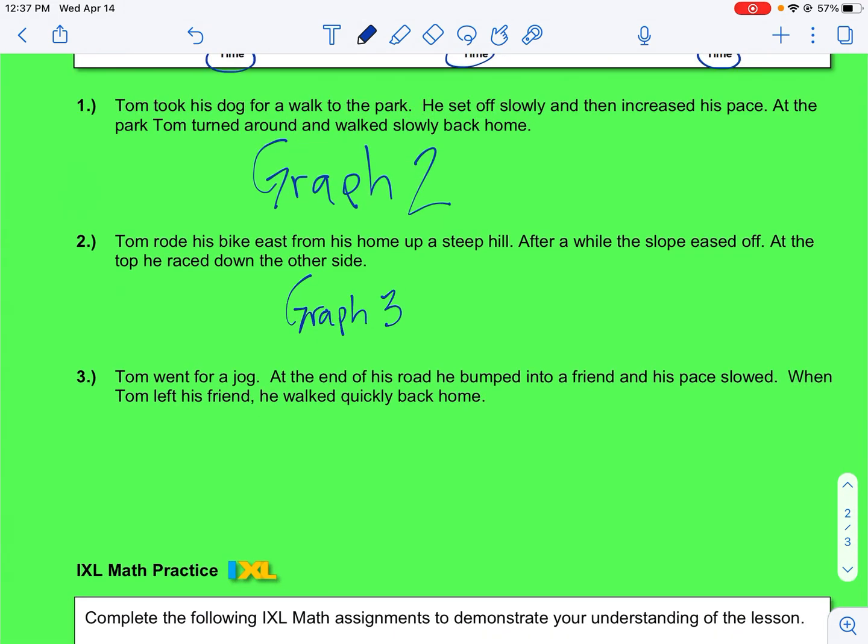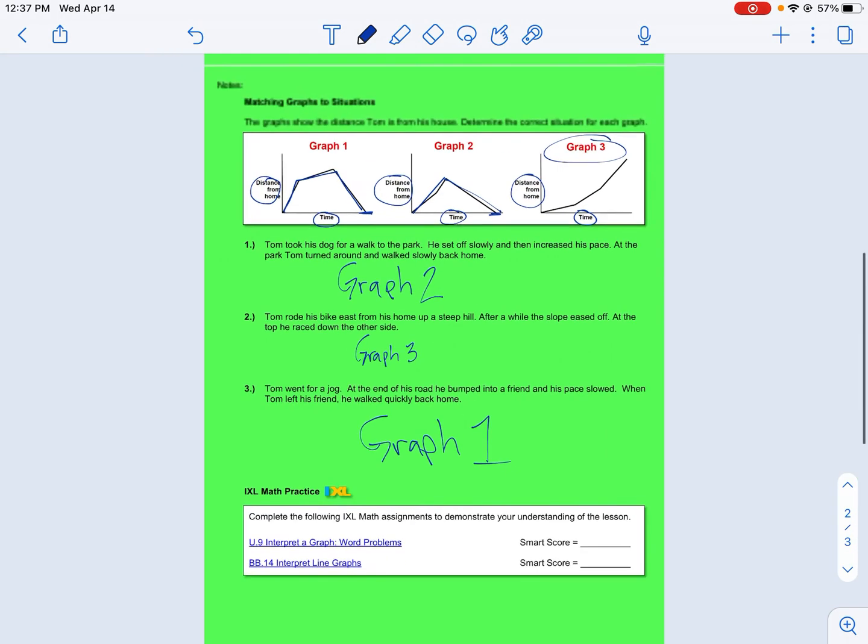Last but not least, of course, our answer will be graph 1, but let's make sure that it pairs up nicely. Tom went for a jog. At the end of his road, he bumped into a friend and his pace slowed, so they must have been talking or something. When Tom left his friend, he walked quickly back home. So again, he goes back home, so it does look like this one would be graph number 1.